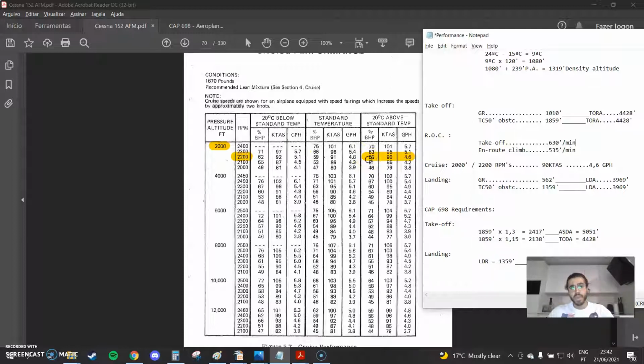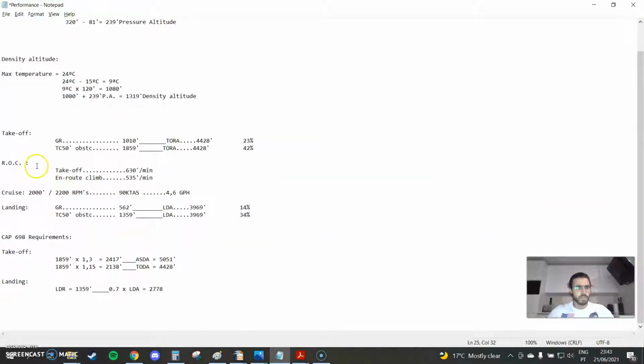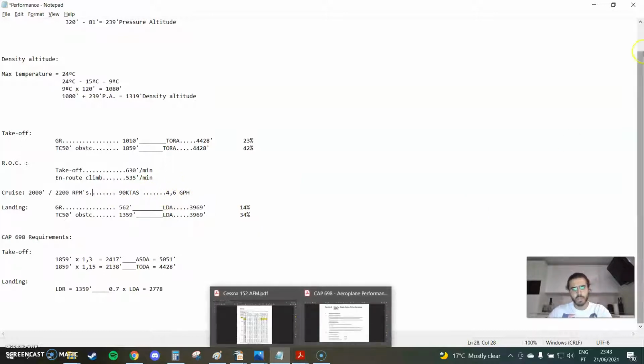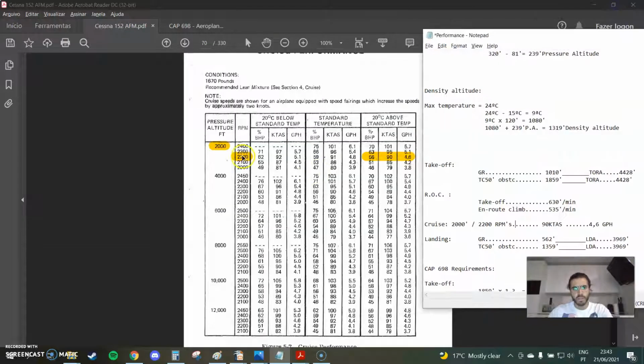So I chose 2,000 feet for my cruise flight and 2,200 RPM, and basically I put it here. So cruise, 2,000 feet, 2,200 RPM. It will give me 90 knots, 4.6 gallons per hour. I will do another video on fuel planning, but for now, this is how I take my information. Okay, I'll just go here, 2200.